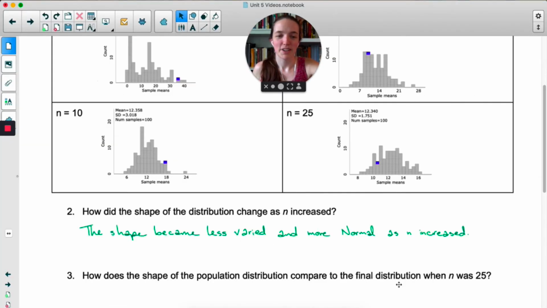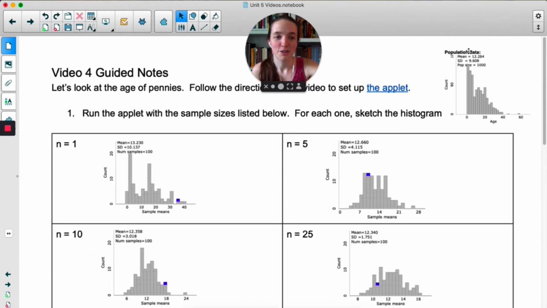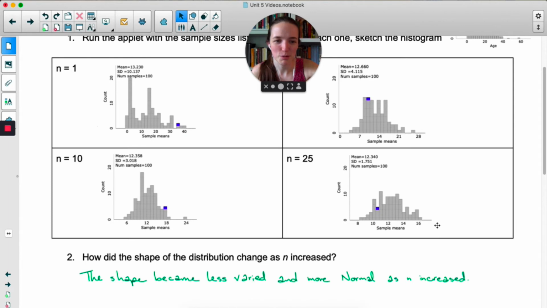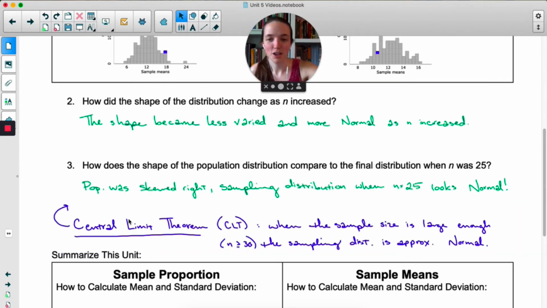And now let's compare this final distribution of sample size 25 to the original population distribution. Remember, the original population was extremely right skewed. Like, there's no arguing that this is normal. It's not even close. But look at this distribution. It's so close to being normal. So the population was extremely right skewed, but the sampling distribution when n equaled 25 was approximately normal, which is pretty cool. And it turns out that's always true.